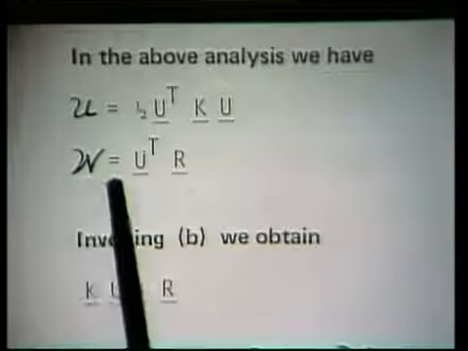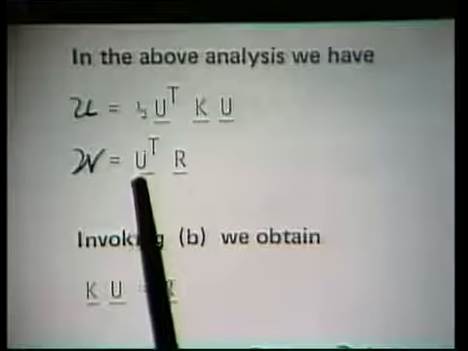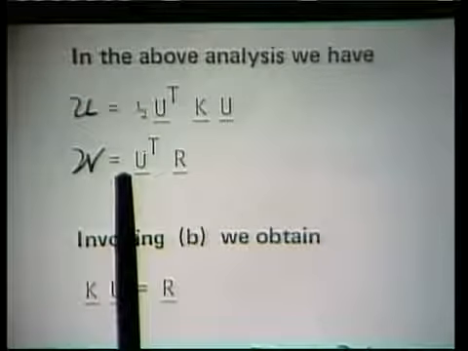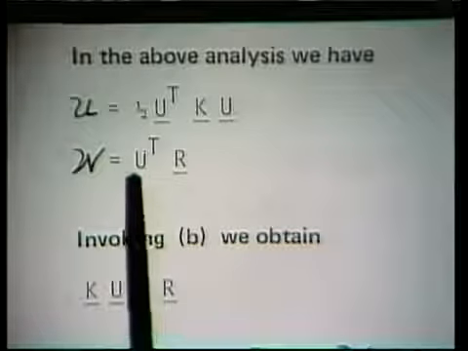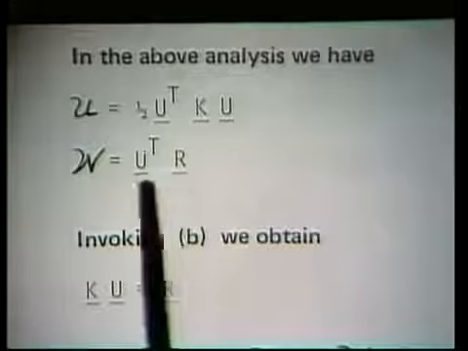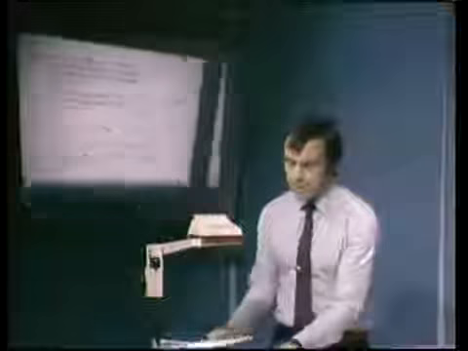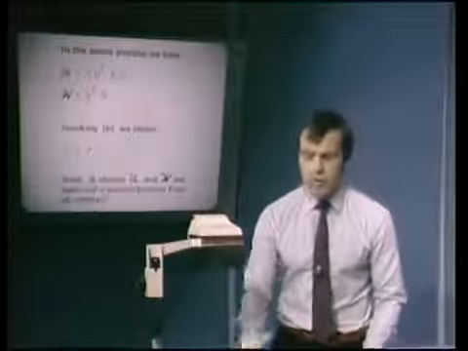The potential of the total loads is given by U transpose R. Notice please that there is no 1/2 here in front. Simply U transpose R is the potential of the loads. Now, if we invoke this condition that del pi del Ui shall be 0, we directly obtain Ku equals R.